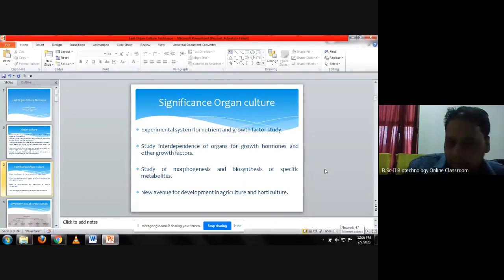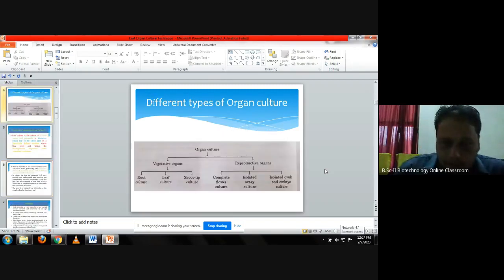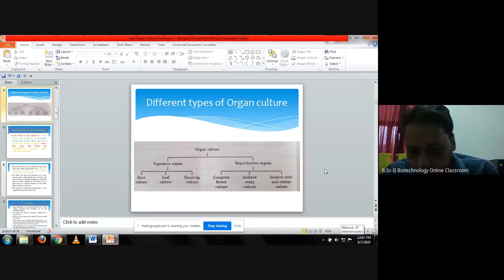Now, significance: an experimental system to study nutrients and growth factors, which I explained last time. Then, study the interdependence of organs for growth hormones and other growth factors. Then, study of morphogenesis and biosynthesis of specific metabolites, and new avenues in development in agriculture and horticulture. This slide I have also explained: organ culture is divided into two types, vegetative and reproductive. In vegetative come root, leaf, and shoot tip culture, and in reproductive come flower, isolated ovary, and ovule or embryo culture.